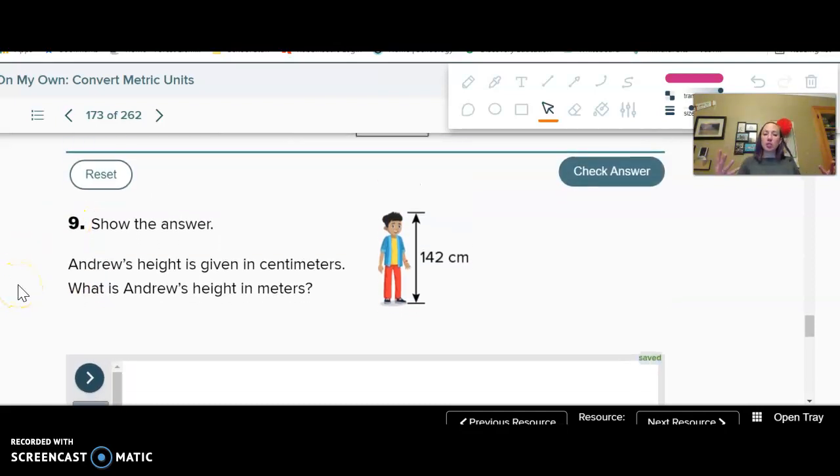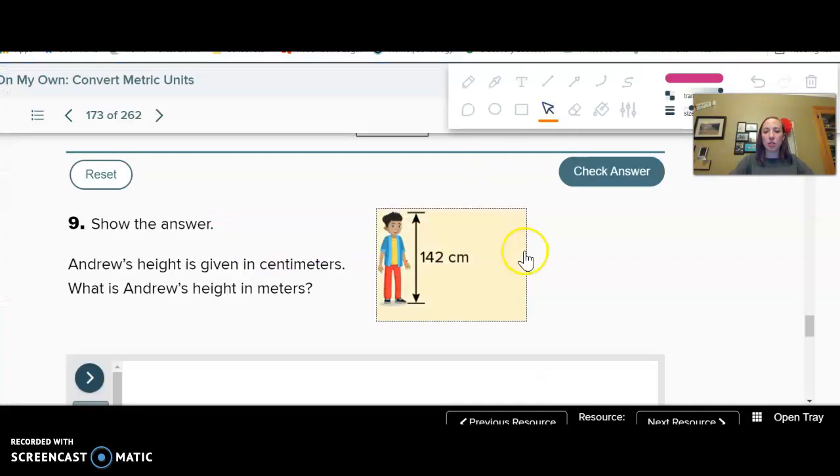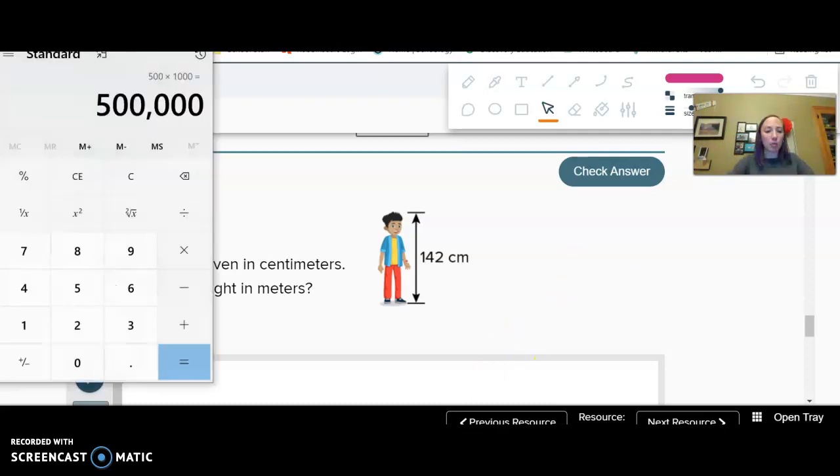Andrew's height is given in centimeters. What is Andrew's height in meters? Give it a try. All right, again, hopefully we look and we say, okay, centimeters, meters, 2 jumps. So that's 100 times different. There's 100 centimeters. Well, cent means 100. And I'm going from smaller to bigger, so we need to divide by 100. So 142 divided by 100 is 1.42 meters.